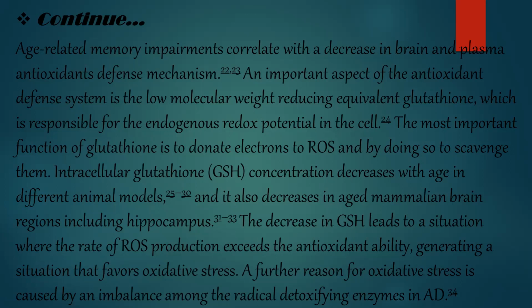Intracellular glutathione concentration decreases with age in different animal models, and it also decreases in aged mammalian brain regions, including the hippocampus. That decrease in GSH leads to a situation where the rate of ROS production exceeds the antioxidant ability, generating a situation that favors oxidative stress. A further reason for oxidative stress is an imbalance among the radical detoxifying enzymes in AD.